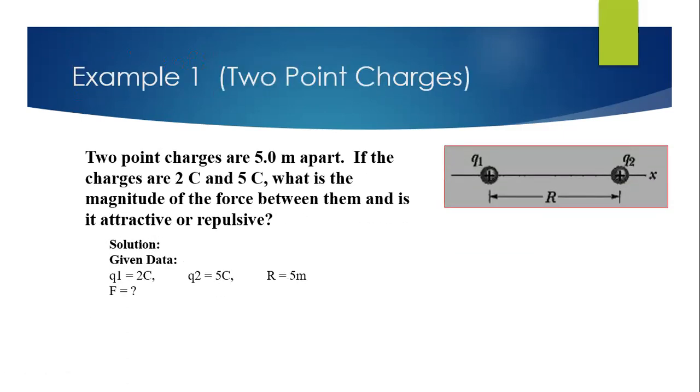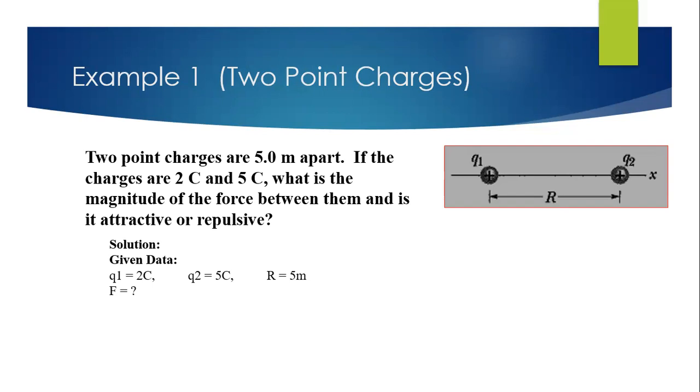So here we will discuss an example for 2 point charges. In this example, we have assumed 2 point charges Q1 and Q2, which are separated by distance capital R, and they are placed on the x-axis. So if we see the statement, we have 2 point charges that are separated by 5 meters, and if the charges have the magnitude 2 Coulomb and 5 Coulomb, what is the magnitude of force between them, and is this force attractive or repulsive?